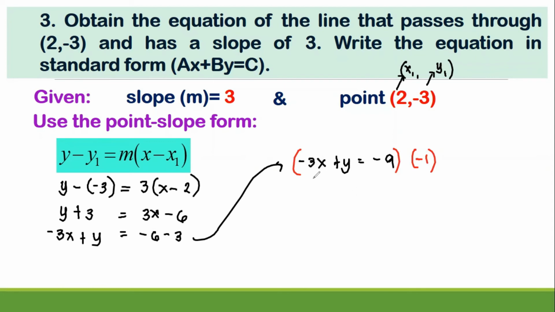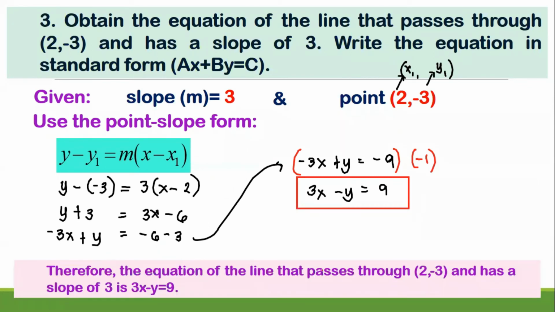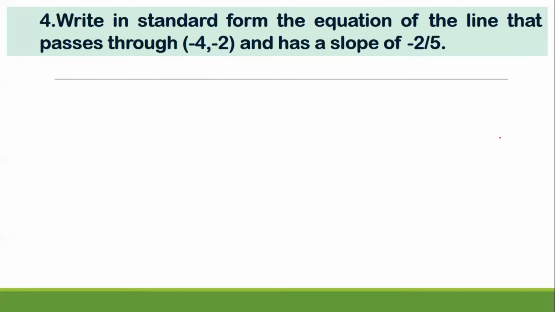So it will become negative 1 times negative 3x, that is 3x, and negative 1 times positive y is negative y, and negative 1 times negative 9, that's positive 9. There you have it. Don't forget to box your final answer. And then, of course, write down the conclusion. Thus, or therefore, the equation of the line that passes through (2, negative 3) and has a slope of 3 is 3x minus y equals 9.